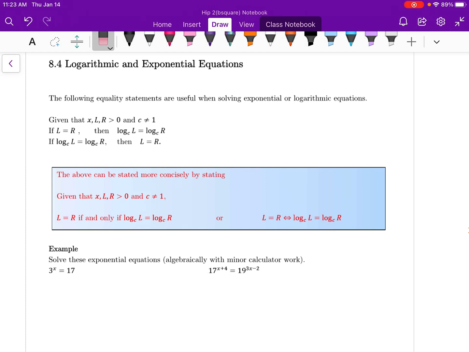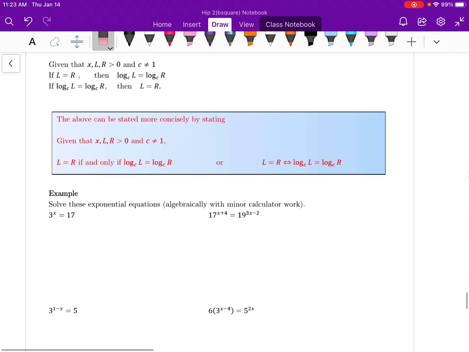So given that x, L, and R are greater than 0 and C is not equal to 1, and L is equal to R, then log base C of L is equal to log base C of R. So if you have two different logs and the bases are the same and the two logs are equal, then their arguments are going to be the same.